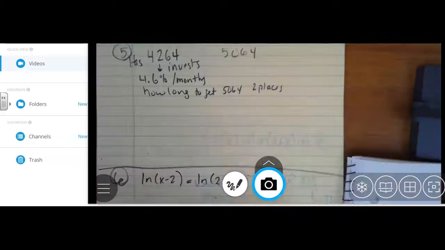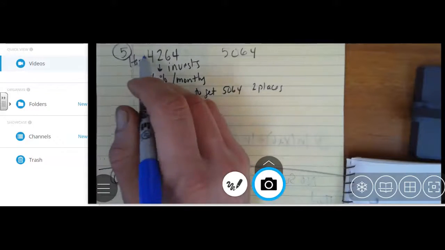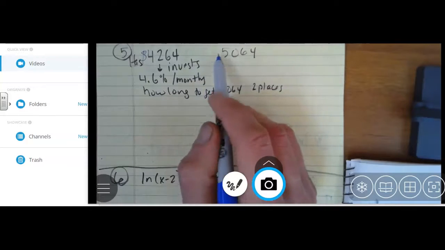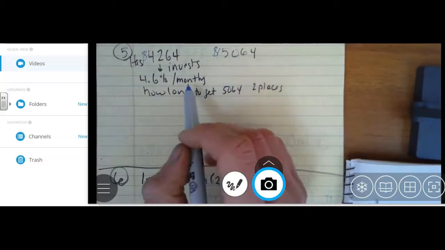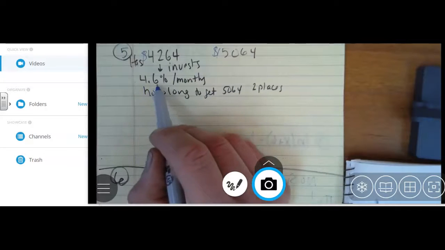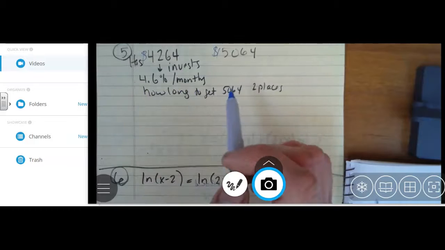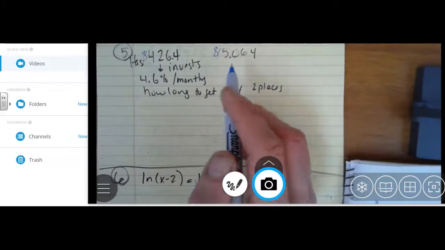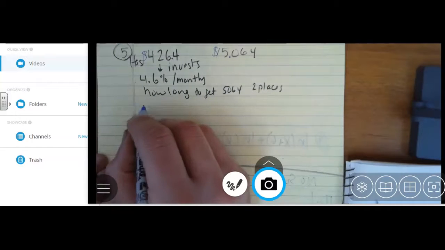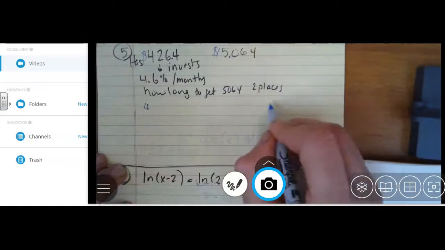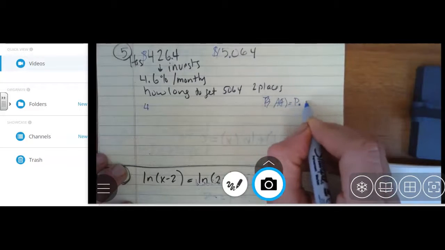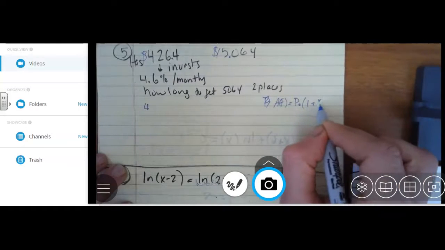There you go. Okay, and this problem here says if you have $4,264 and you want to keep it invested for a while until you have $5,064, and you make 4.6% interest monthly, how long do you have to wait for the $4,264 to get to $5,064? Well, in order to do that, we have to write out the formula. We have an initial value, so the formula would be A of t, the amount at a certain time, is equal to P0 times 1 plus r over n to the nt.